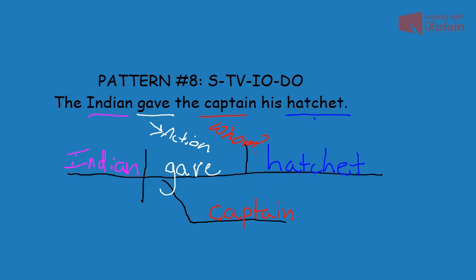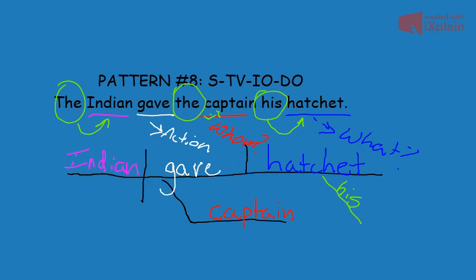Here, I'm just showing you that gave is an action verb. Therefore, an action verb followed by an object receiving the action, telling us what. So he gave what? The hatchet. Therefore, it's a transitive verb. And then here we're just filling in all of the adjectives.